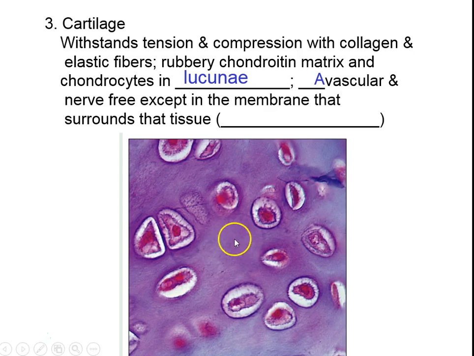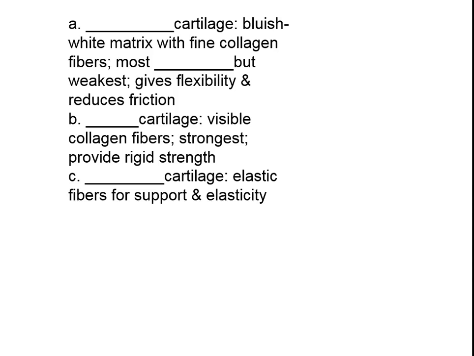Now notice that this is almost like a plastic-like matrix, and these are the chondrocytes, and they're in little spaces called lacunae. You're going to see lacuna or lacunae. You're going to see these in bone too, so they're all like little cavities that house the cartilage cells. So how is that cartilage cell going to be fed? By diffusion from the membrane that surrounds it. The membrane that surrounds it is called the perichondrium. Peri meaning around the perimeter or outside of the cartilage.